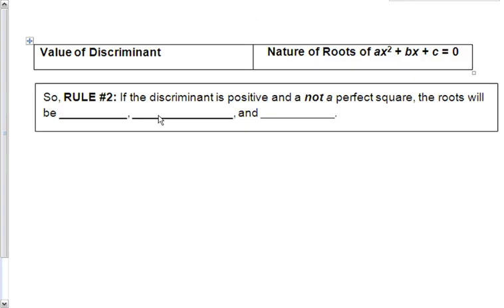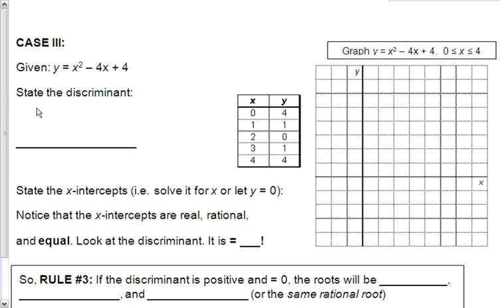Okay. So case 2, if the discriminant is positive and not a perfect square, it'll be real, irrational, and unequal. Again, 2 roots. Okay. Case 3, if you look at b squared minus 4ac, the discriminant, negative 4 squared minus 4 times 1 times 4 is 16 minus 16, which is 0. The stuff under the radical becomes 0.